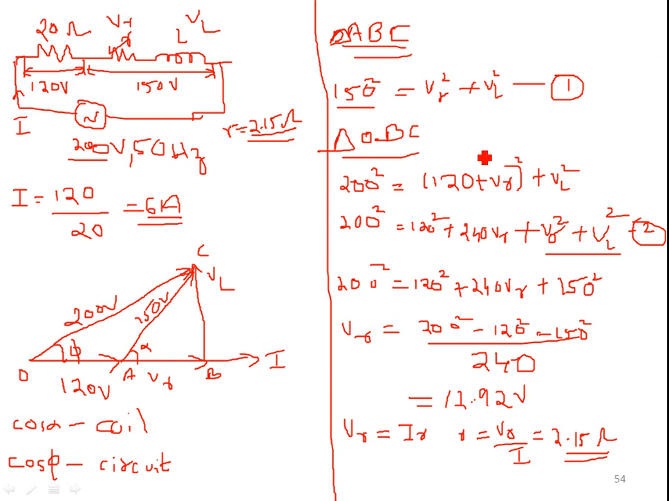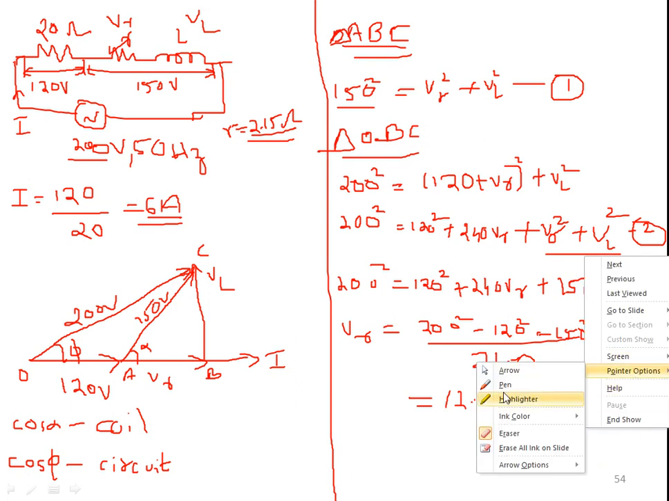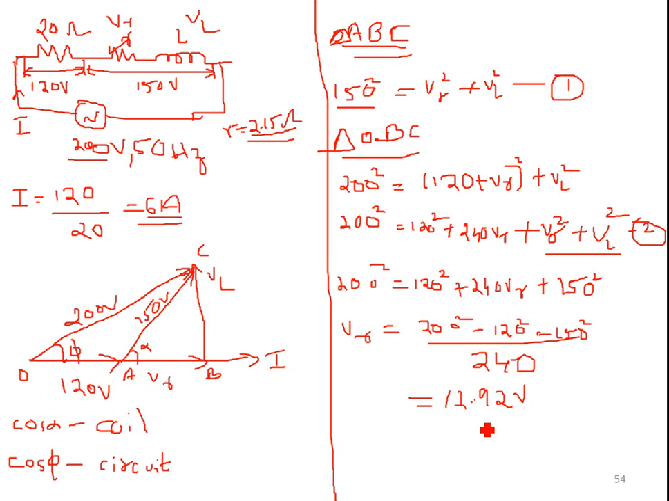Now, what is VL basically? From the equation, VR you got it as 12.92 volt. Now let me rub the last part. What is VR? VR is 12.92 volt. Therefore, what is VL square? From equation 1, VL square is 150 square minus VR square. VR is 12.92. Therefore, the answer is 150 square minus 12.92 square.